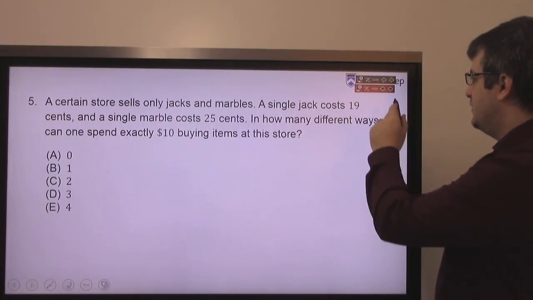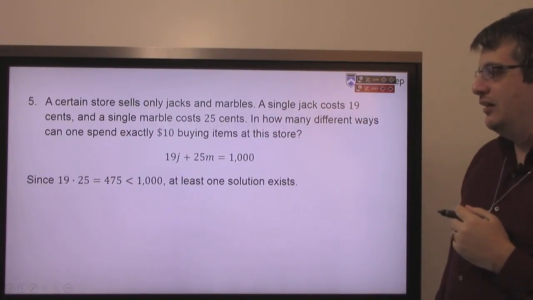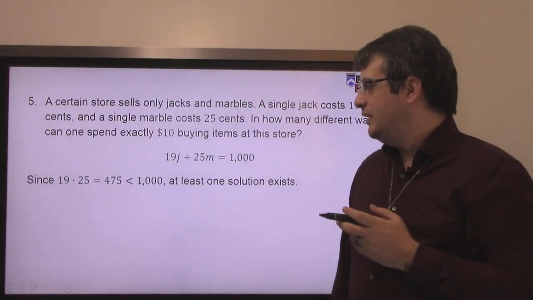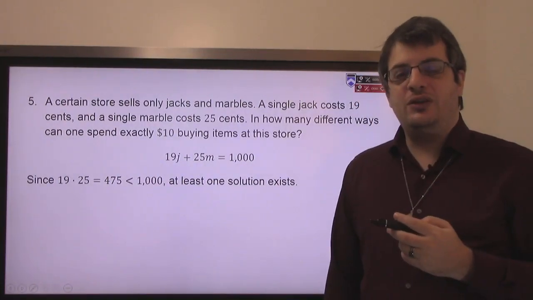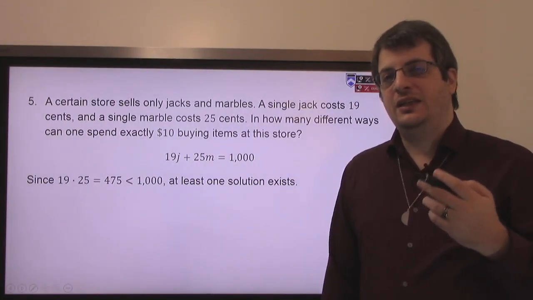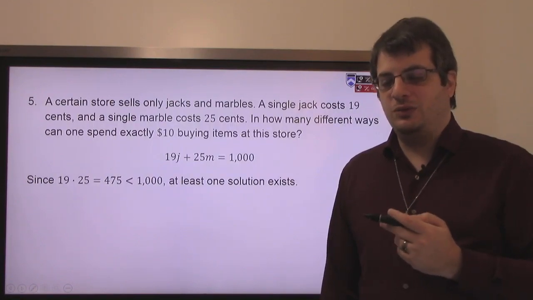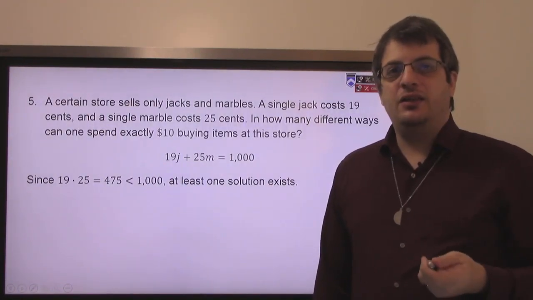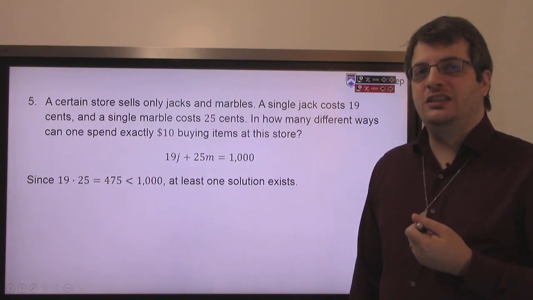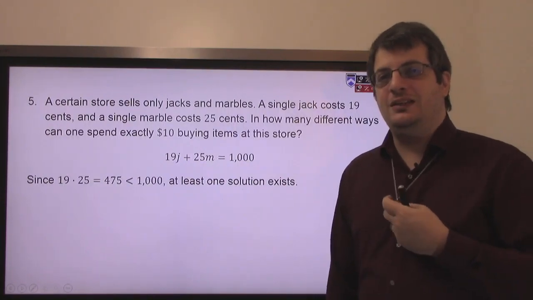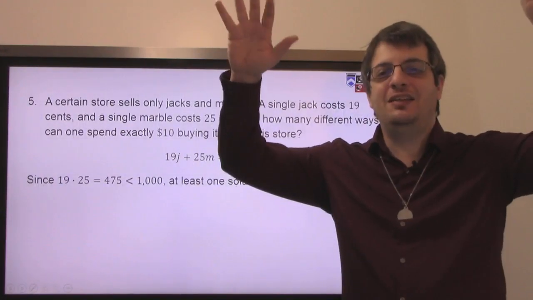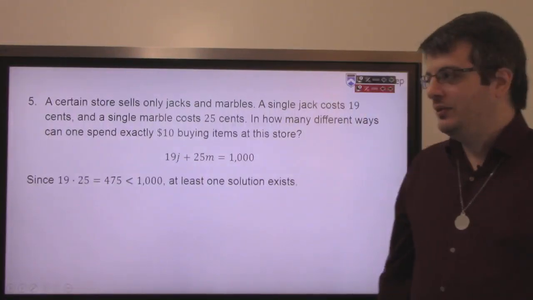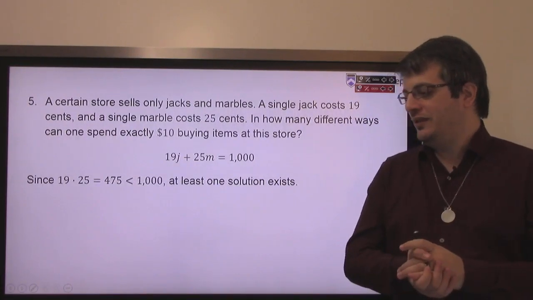Well, I start by writing down my linear Diophantine equation, which again, I hope we're getting comfortable with now, and you've noticed that I always put this into integers because I don't want decimals or it wouldn't work. 19 cents for a jack, 25 cents for a marble. I'm gonna drop 1,000 pennies on this store. I'm gonna make it rain pennies, okay?